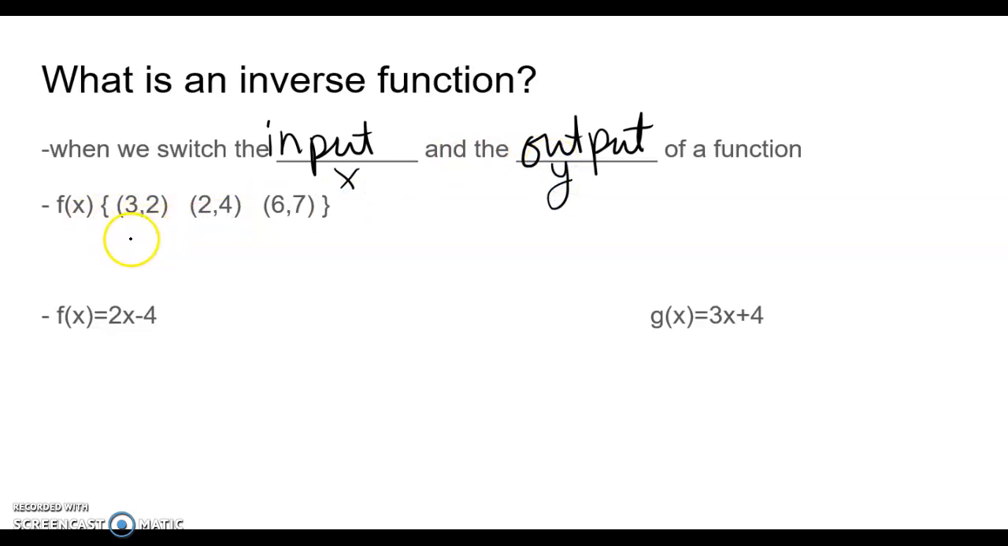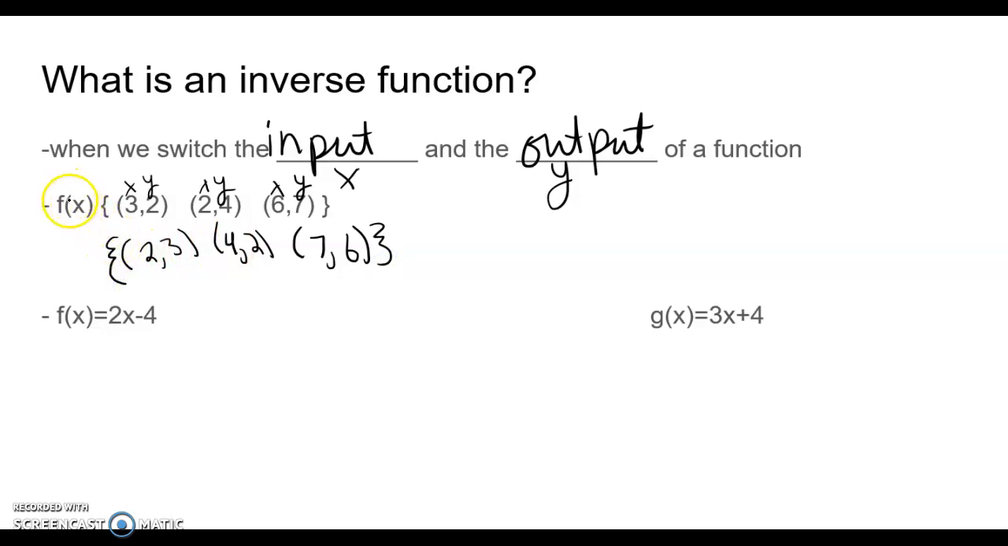So here's my x, y, x, y, x, y. If I were to switch that, instead of (3, 2), I'd have (2, 3). Instead of (2, 4), I'd have (4, 2). Instead of (6, 7), I'd have (7, 6). So that would be how we would switch coordinate points.